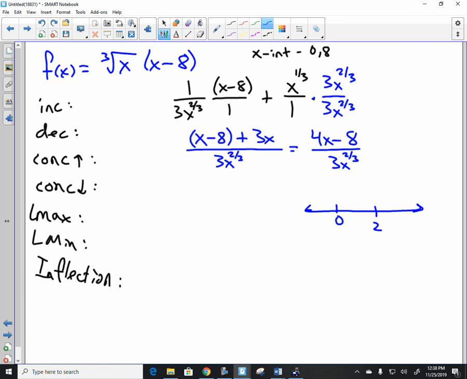What's the number to the left of 0 you could test? -1. So if I type in -1, I get 4 times -1 minus 8. That's a negative. Okay, that's a negative. Divided by, now I'm going to put -1 in here. -1 squared, cubed root, times 3. So I get a positive in the denominator. So is that answer going to be positive or negative? So it's negative here.